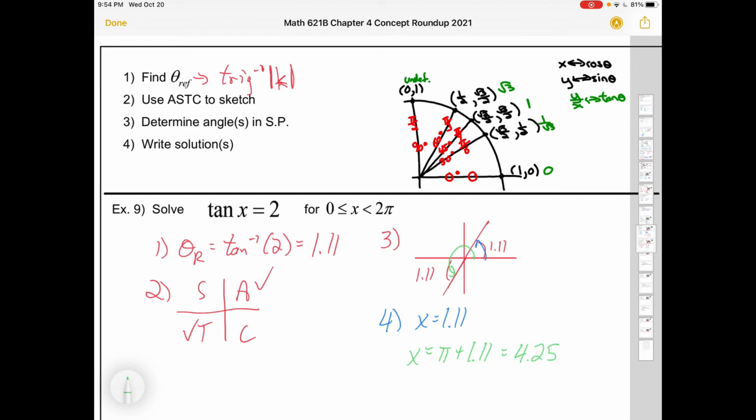And those would be our two angles that give you a tan of 2 in radians. So if it's not on the unit quarter circle, you're probably going to go and use your calculator.